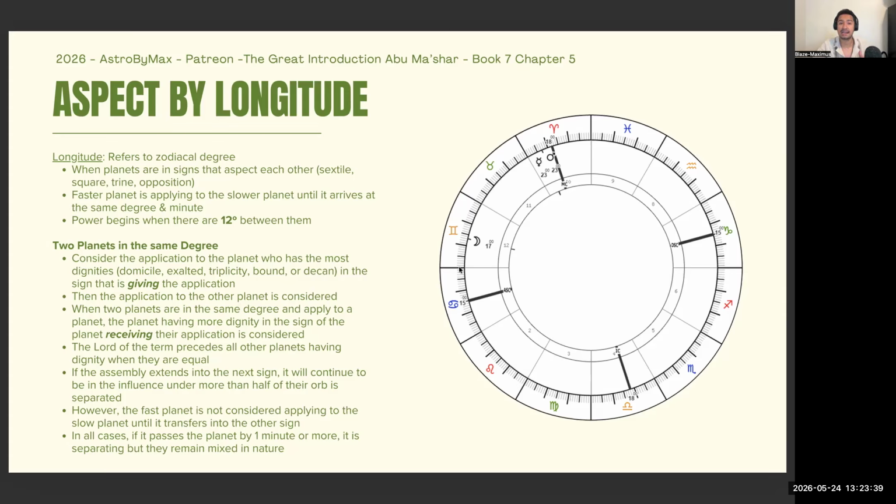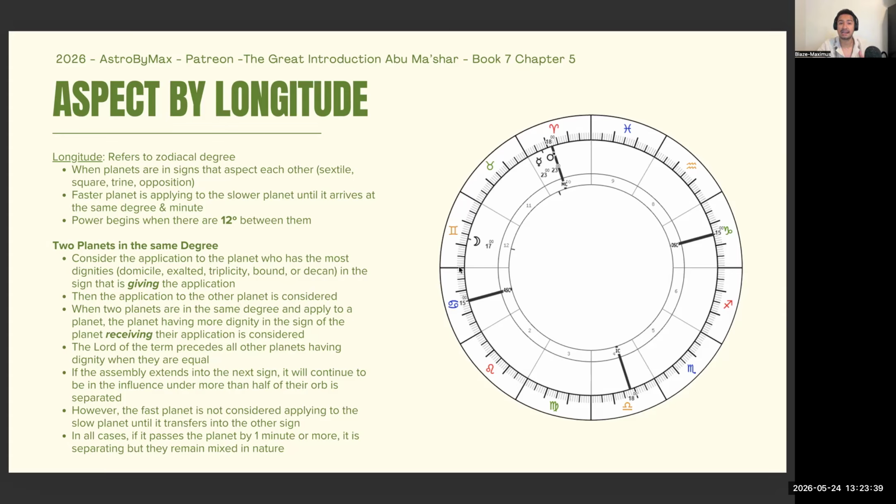Saturn cannot aspect Jupiter. It cannot aspect Mars. It cannot aspect the Sun. It cannot aspect Venus. It cannot aspect Mercury. It cannot aspect the Moon. But the Moon can aspect Saturn because the Moon can go to Saturn. So this is important. The faster planet always applies to the slower planet until they arrive at the same degree and minute, and then they pass that and begin to separate. And then the power begins in an aspect by longitude when they are 12 degrees between them.